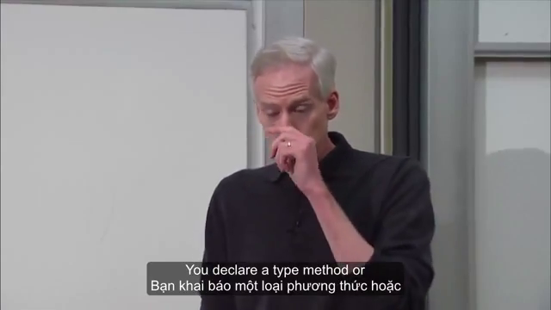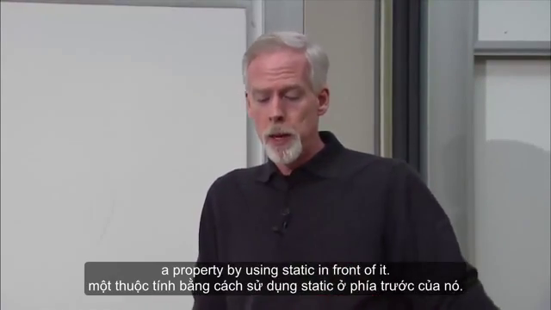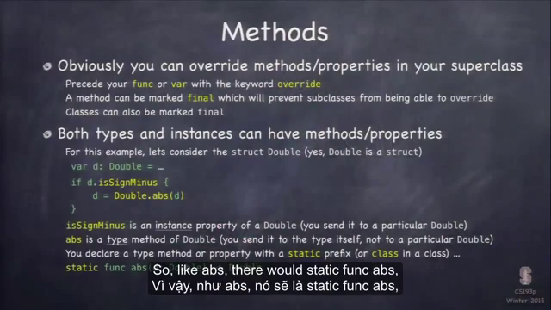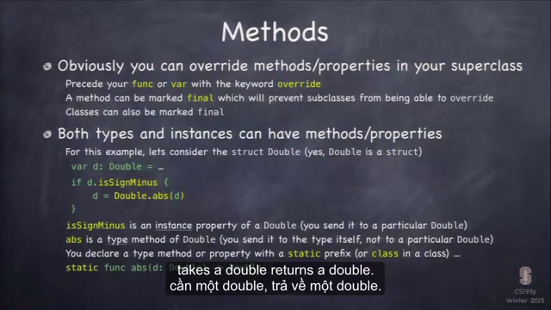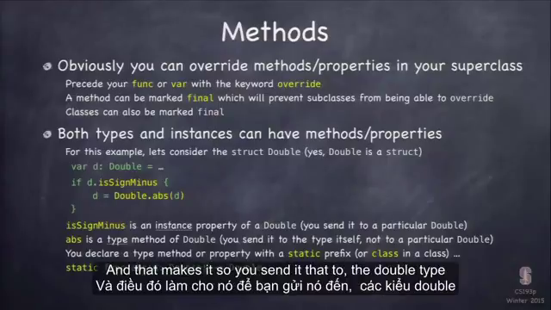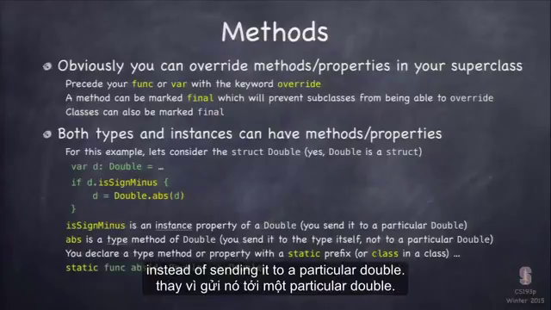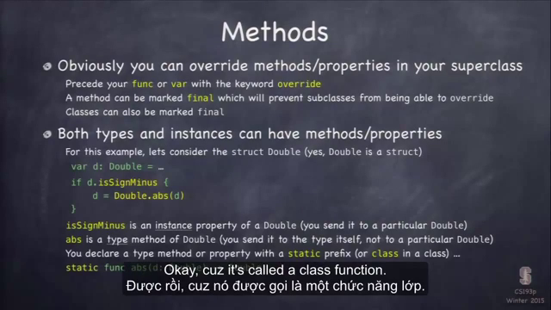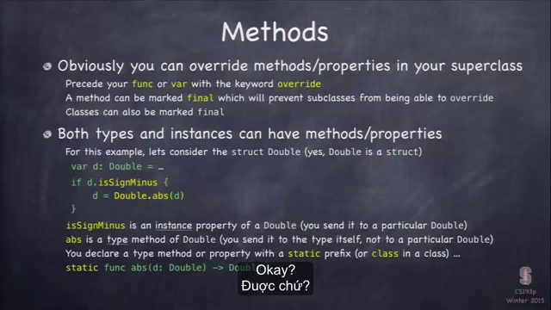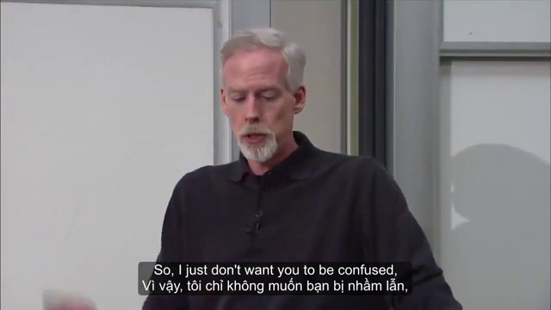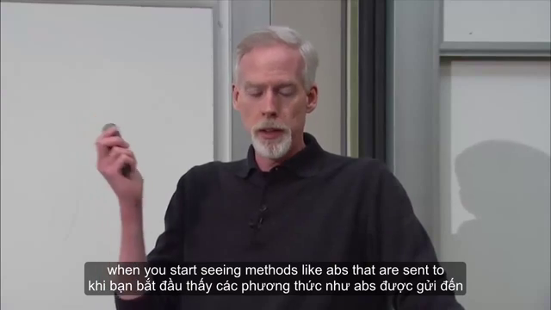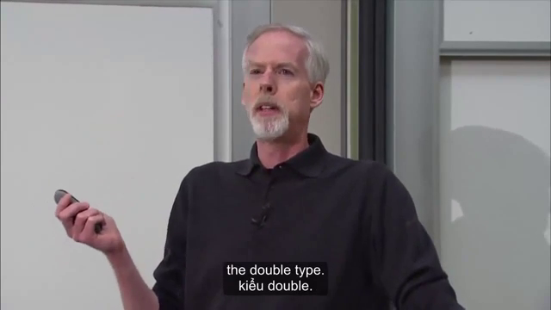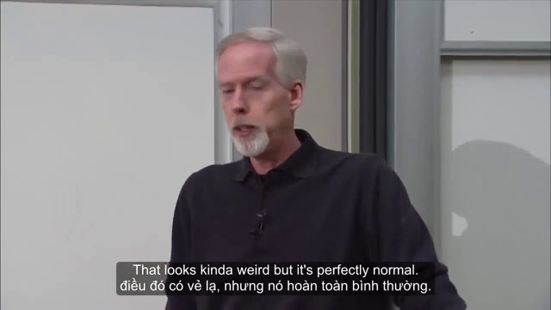You declare a type method or property by using static in front of it. So like abs, there would be static func abs takes a double, returns a double. And that makes it so that you send it to the double type instead of sending it to a particular double. In a class, you use the word class, not static, okay, because it's called a class function. I just don't want you to be confused when you start seeing methods like abs that are sent to the double type. That looks kind of weird, but it's perfectly normal.